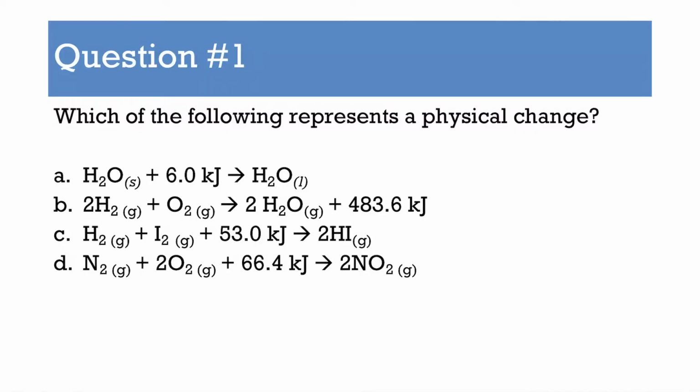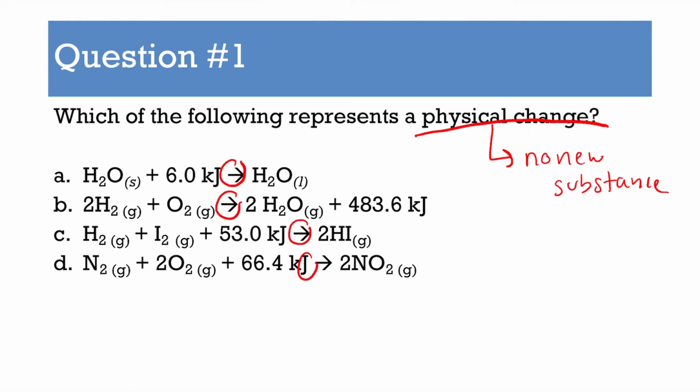So question number 1. Which of the following represents a physical change? Before we even look at the answer choices, let's think back as to what a physical change is. We can say we have no new substances that have been made. So if we look at each of the answer choices, let's look at what we have before the arrow and what we have after the arrow. You'll see numbers here. Don't let that confuse you. Cross that out. You don't need to look at it.